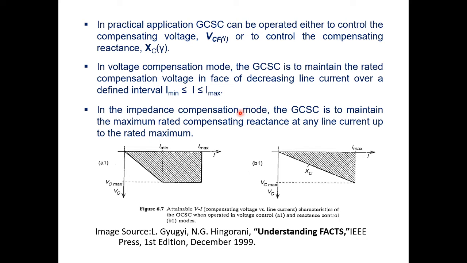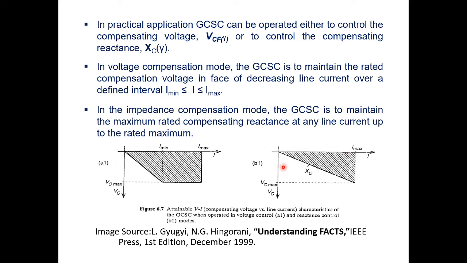Impedance compensation mode: when I plot a graph, maybe like this, I and V, it is capacitive only, VC. I maximum, I minimum. Up to the level of I minimum, the voltage is a straight line passing through the origin. Beyond the minimum current up to the maximum current, the entire voltage becomes constant. This mode is impedance control mode. In other names, there is another category, reactance control mode.